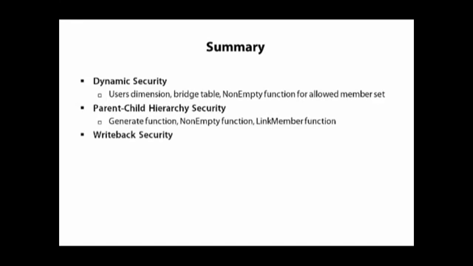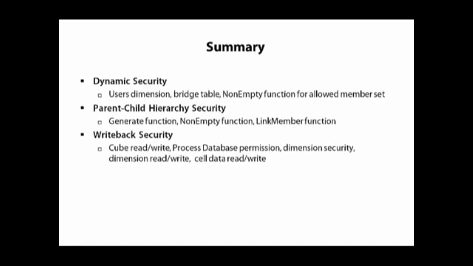Last, we learned about write-back security. We learned about the additional configuration required in a role to support write-back. Specifically, we need to set read-write permissions on the cube. We need to grant the role process database permission. Optionally, we configure dimension security. And if we're supporting dimension write-back, we'll need to set the read-write permissions on the dimension as well.